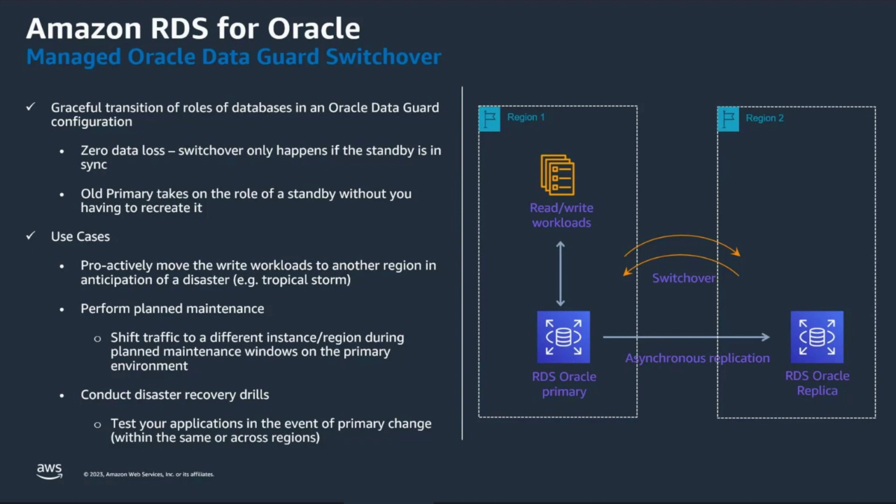This operation is not available in the case of a real event where the primary goes down. In such a scenario, we still recommend promoting the read replica until the DG failover, that is DataGuard failover, is supported.